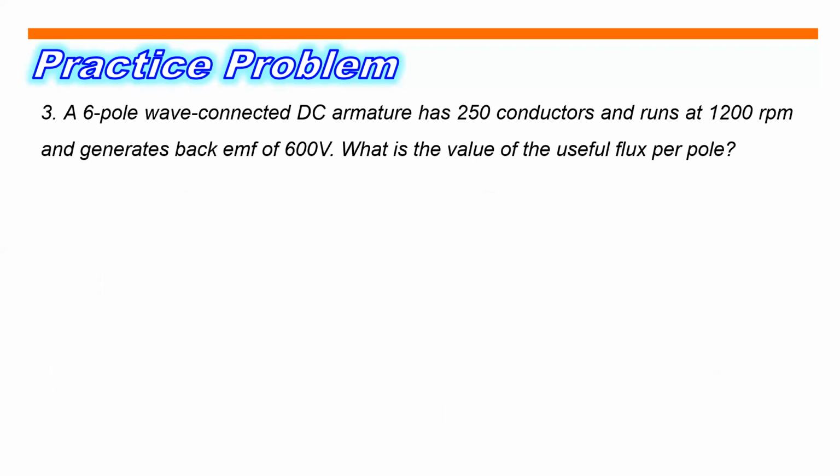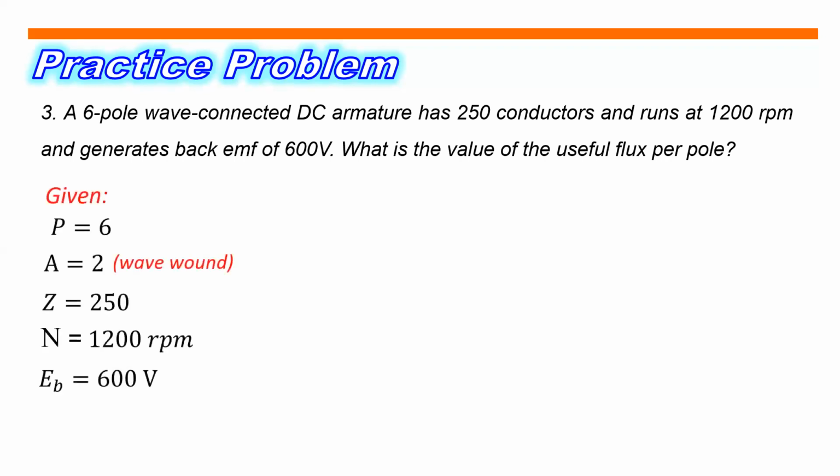So let us try to solve practice problem number 3. A 6-pole wave-connected DC armature has 250 conductors and runs at 1,200 RPM and generates back EMF of 600 volts. What is the value of the useful flux per pole? So again, we have the following given. Pole is equal to 6, A is equal to 2, Z is equal to 250, N is equal to 1,200 RPM, back EMF is equal to 600 volts. So we are asked to solve for the useful flux or the Greek letter phi.